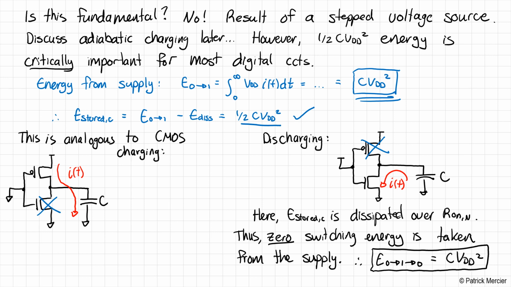In other words, once we've charged that output capacitor to the value of VDD, when we have to discharge it, it's not like we have to take energy from the supply in order to discharge it. We just discharge it. There's no extra energy coming from the supply. So the discharging phase doesn't add any additional energy and is not included in the calculation. The energy to go from 0 to 1 and then back down to 0 is simply C VDD squared. This is the bottom line for switching energy.